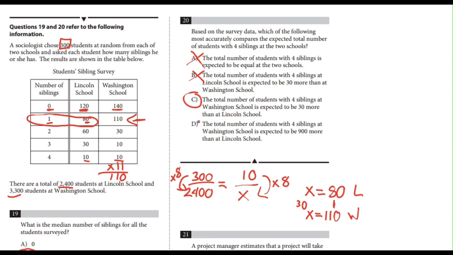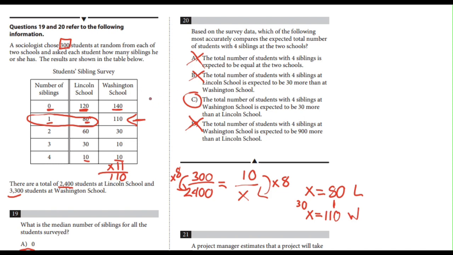Answer choice C. We'll read D just to make sure. The total number of students with 4 siblings at Washington School is expected to be 900 more than at Lincoln School. That is not true. Washington School has 900 more students in total, not with 4 siblings specifically. So that'll be answer choice C.